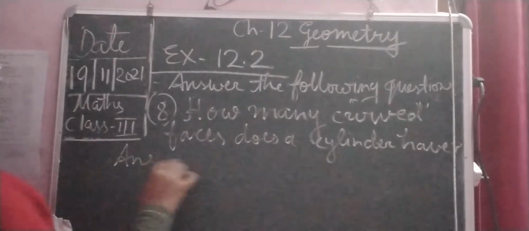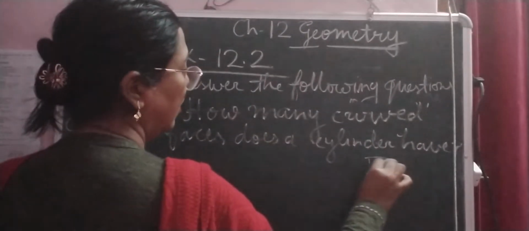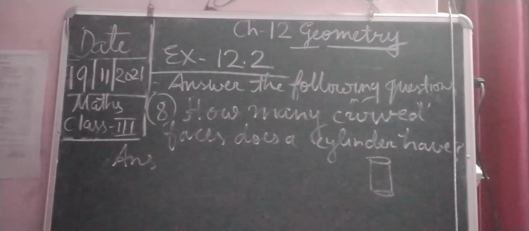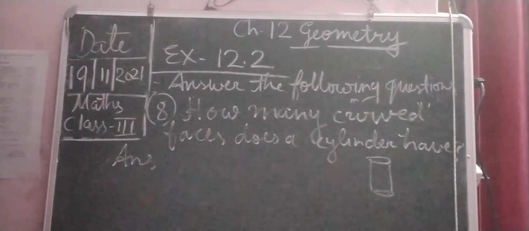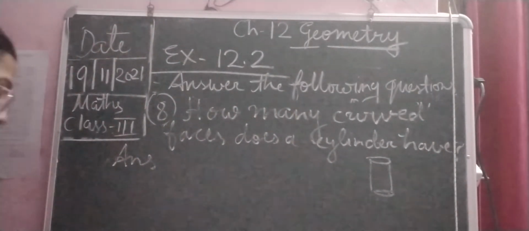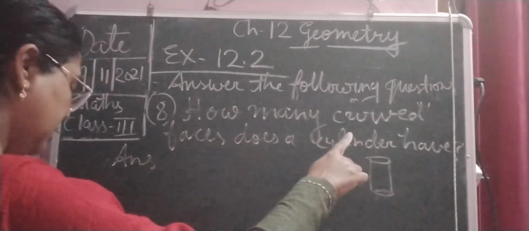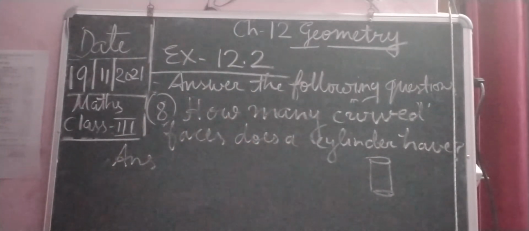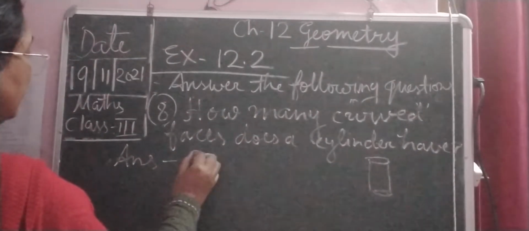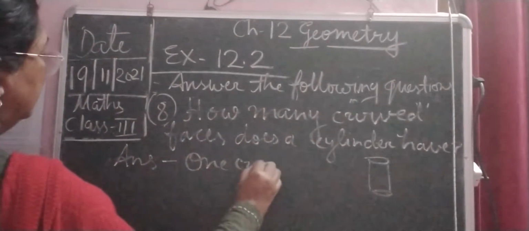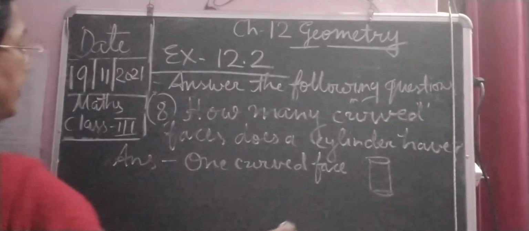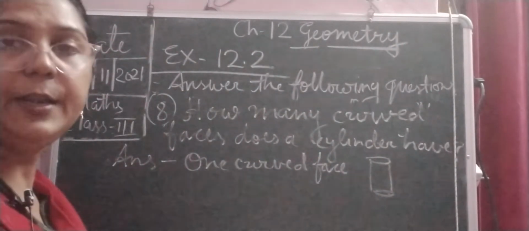Now here again we will draw this shape. This is the cylinder shape, and here you can see how many curved faces are there. It has two plane surfaces and one curved face. So how many curved faces does a cylinder have? You will write one curved face. A cylinder has one curved face. So children, write it down.